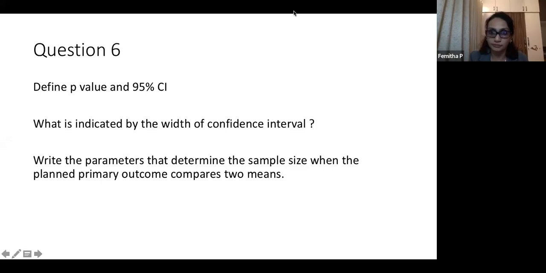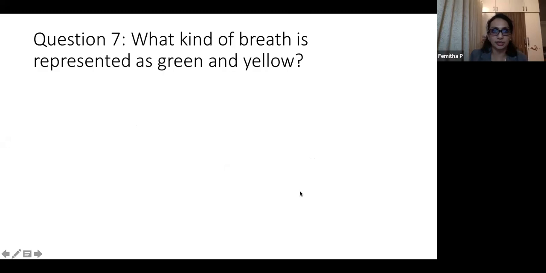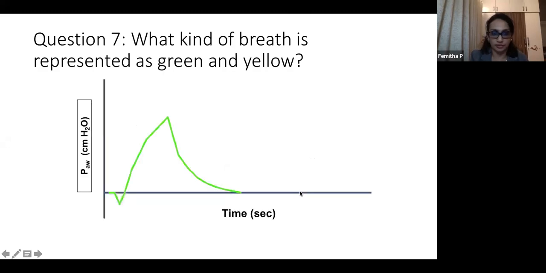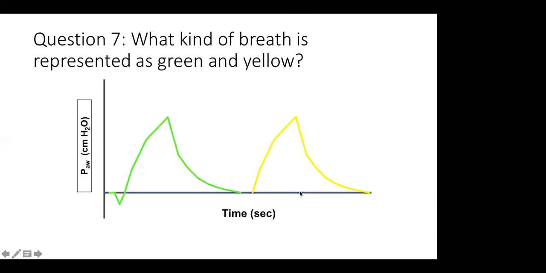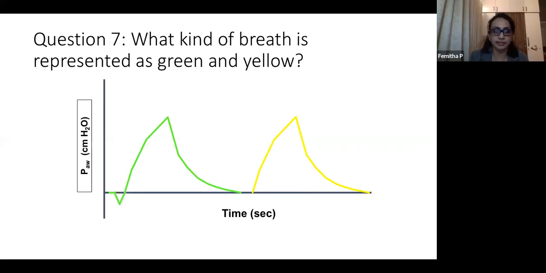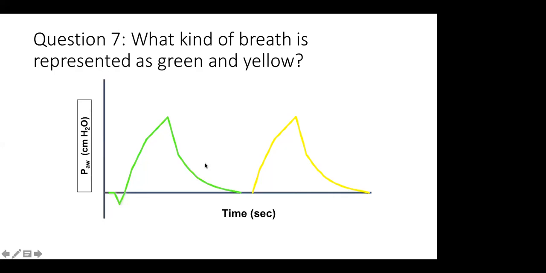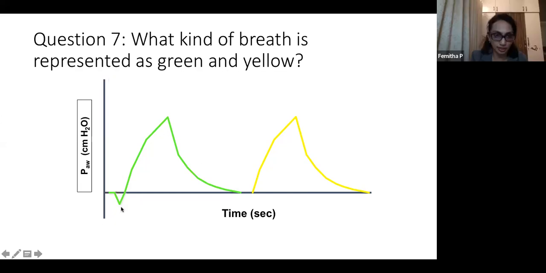Okay. Next is, oh goodness. What kind of breath is represented as the green and what is represented as the yellow in this pressure time scale? What is this green? Here is a clue. And what is this yellow? Yeah, so the green is a spontaneous breath because there's a negativity happening, and yellow is a machine breath. Yeah, you got that.